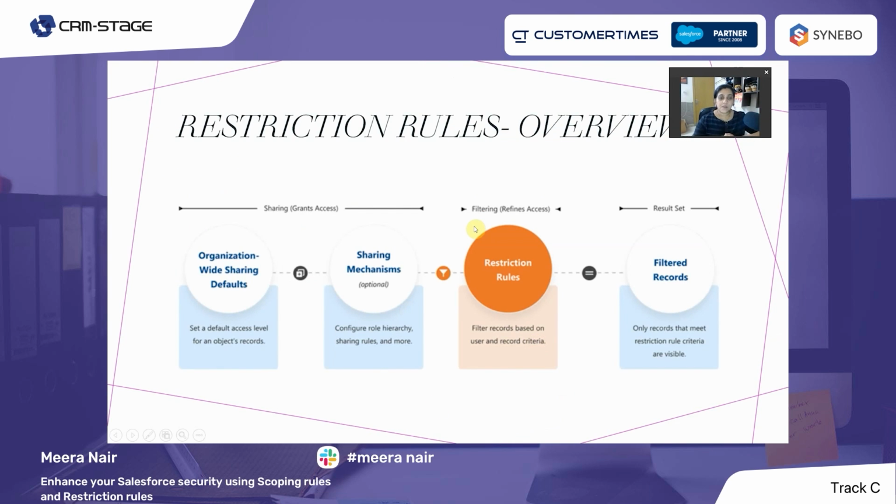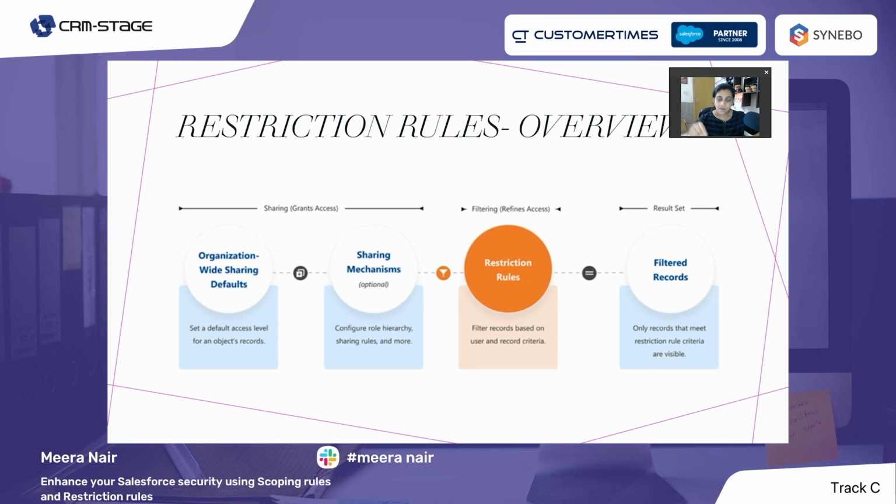Now let us see what is the significance of restriction rules. Like we have seen, the organization by default gives you access to the system, and on top of that, you can apply other sharing mechanisms like role hierarchy, sharing rules, or manual sharing to open up access of specific records to other users. But restriction rules allow you to apply a filter on top of shared records, and you can restrict access of specific records based on criteria.